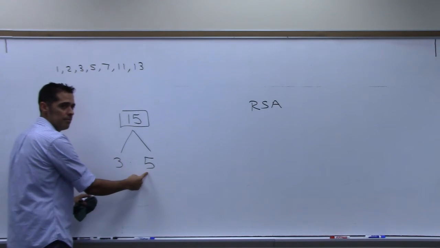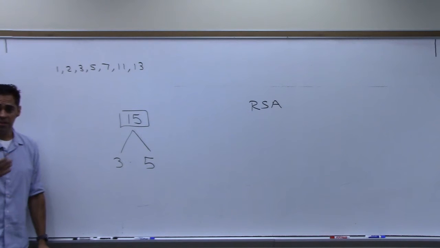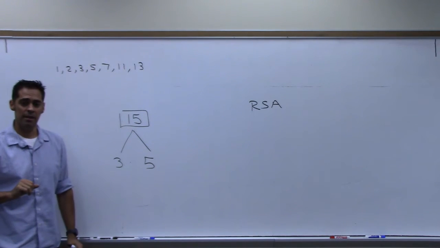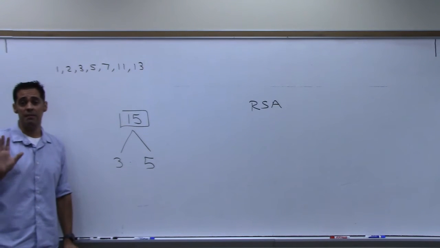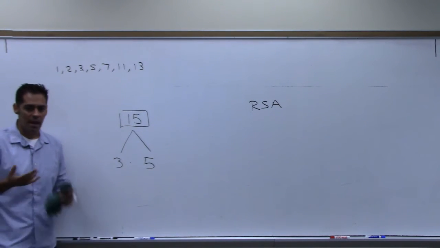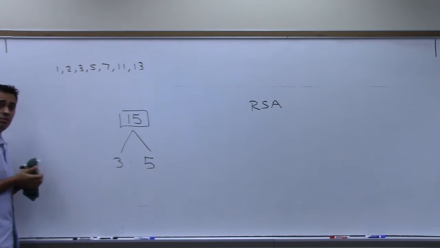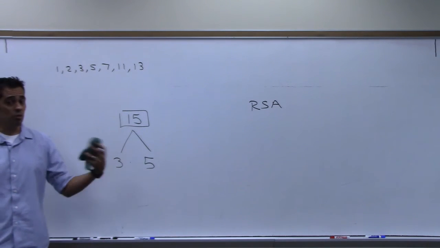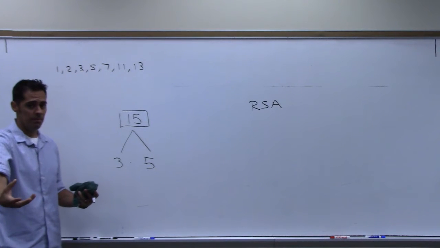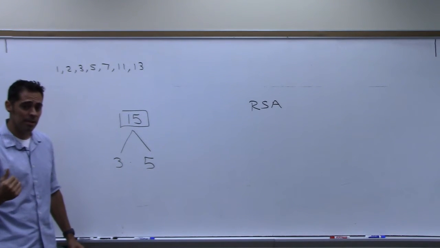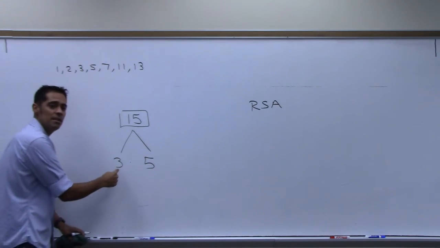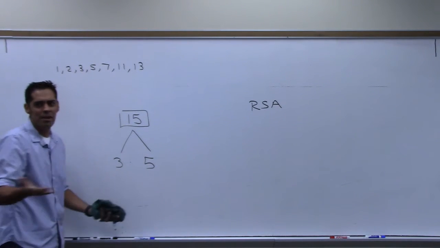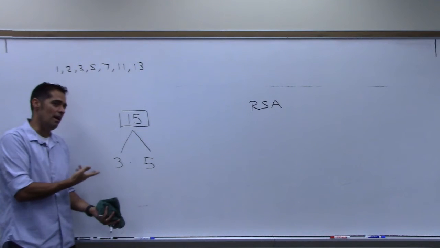So let's say I want to send you a message right now. You tell me 15, and everyone in the room hears you say 15, right? So I have my message and I scramble it using the number 15, and then I send it to you. Everyone in this room can hear that message being sent to you. But the only way to unscramble it is if they know that 15 comes from 3 and 5. Does that make sense? But everyone in here knows that 15 comes from 3 and 5, right?